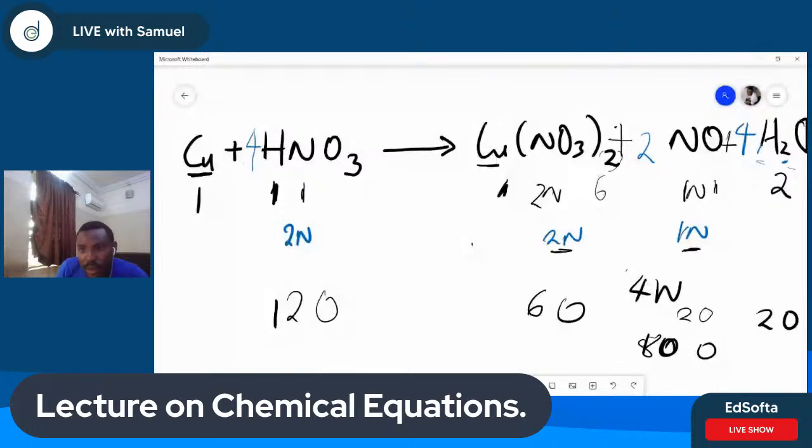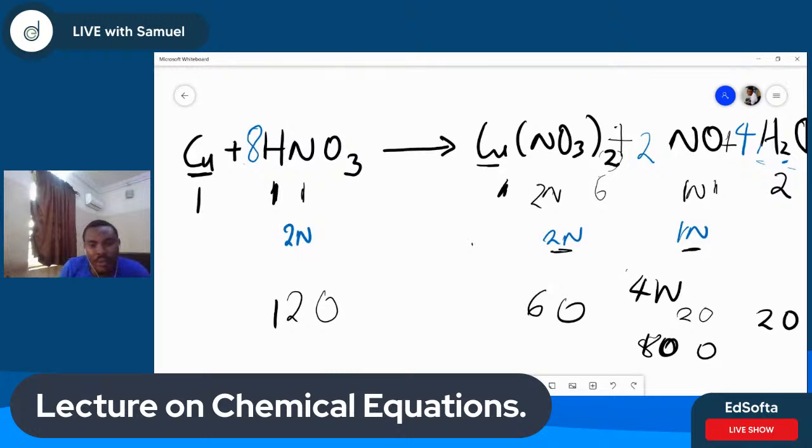But it affects the hydrogen. What we have here now is 4 hydrogen, and here we have 8 hydrogen. So we balance this one again to the number of hydrogen. We add 8, so that it will have 8 hydrogen here, 8 hydrogen here. So now we have our balanced number of hydrogen, 8 hydrogen, 8 hydrogen.